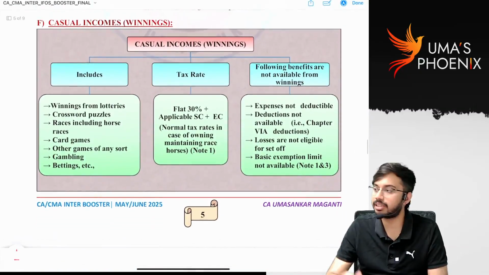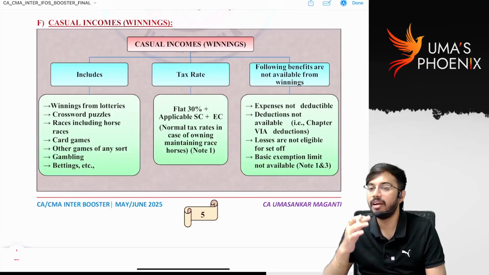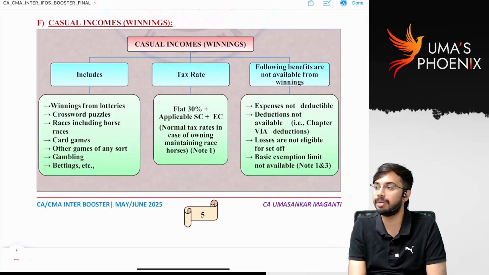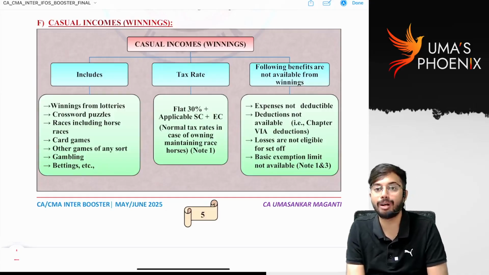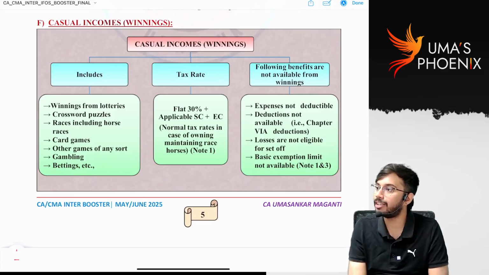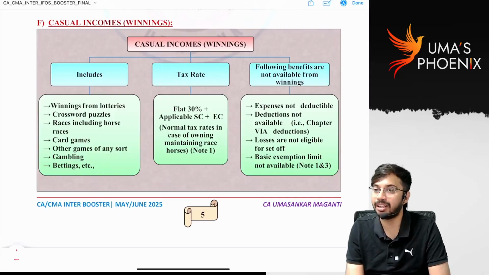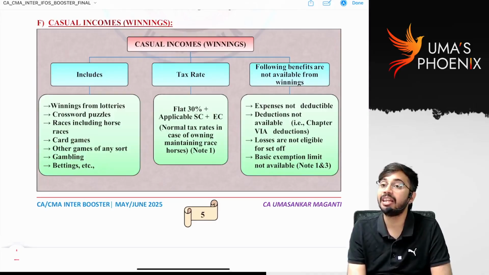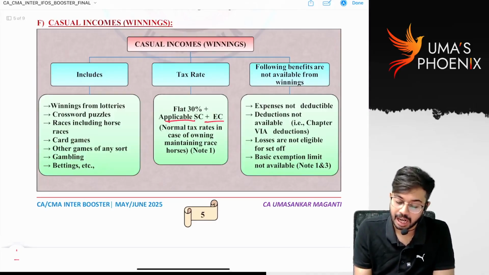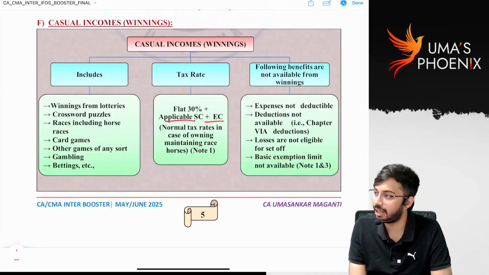Next, shall we discuss casual incomes? Section 115BB: winnings from lottery, betting, gambling, horse races, crossword puzzles, all these incomes are taxable under section 115BB. Big Boss, Kaun Banega Crorepati, Who Will Be a Crorepati, all these incomes are taxable under the head income from other sources under section 115BB. Whatever income is earned, straight away 30% tax is applicable, and along with that applicable surcharge and health and education cess are also there.